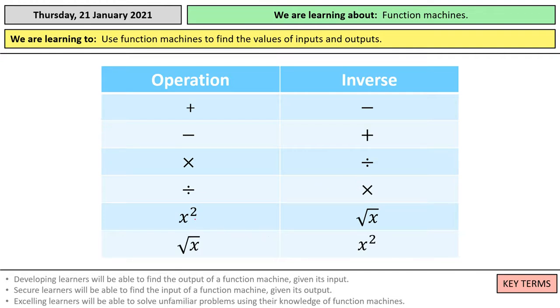Now, these might be new for some people. We've got square, so squaring a number. And then the inverse of squaring is square root. So therefore, when you square root a number, the opposite of that is going to be square.